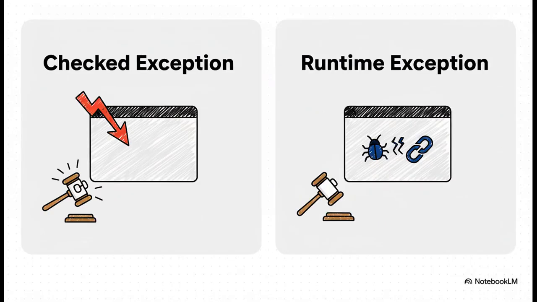Now, it's useful to know there are two main types of exceptions. A checked exception is for stuff that's totally out of your control, things you can't possibly predict, like the user deleting a file while your program is running. The compiler actually forces you to handle these. Then there's a runtime exception. This one is usually your fault, a bug in your code, like trying to use an object that's null. The compiler just assumes you should have written better code, so it doesn't make you handle it.